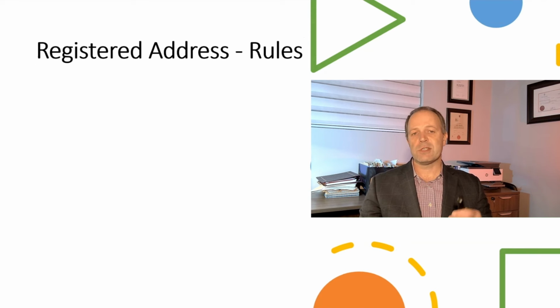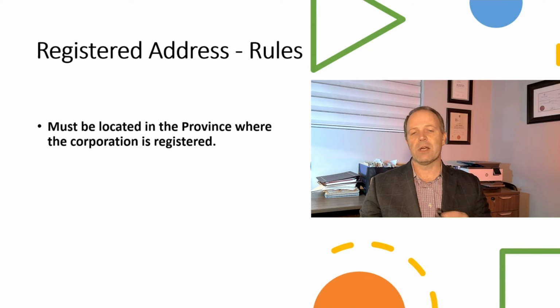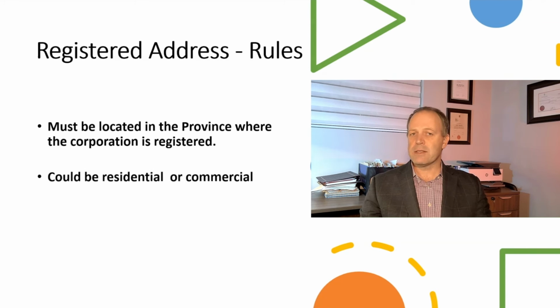Registered address, some basic rules. So every corporation must have a registered address in Canada in the province where the corporation is registered. So let's say if you register in Ontario, you must have a registered address located in Ontario. It could be any type of property, residential or commercial. I know some other jurisdictions require only commercial properties. In Canada, no such limitation.